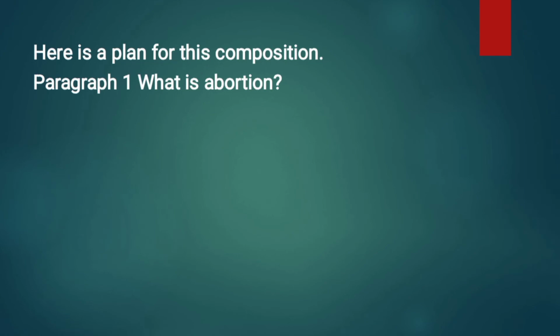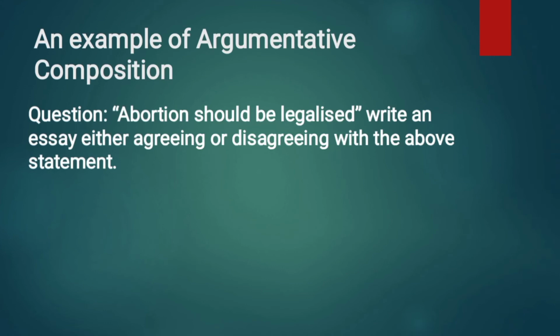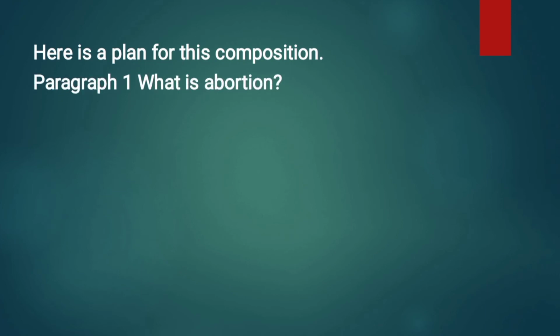Paragraph 1. What is abortion? Firstly, that same question is your title. You write, abortion must be legalized, in inverted commas. If you write it like that in small letters, you need to underline. That's your title. Then in paragraph 1, you just need to define what abortion is. Abortion is the deliberate termination of pregnancy. You explain the meaning of abortion.